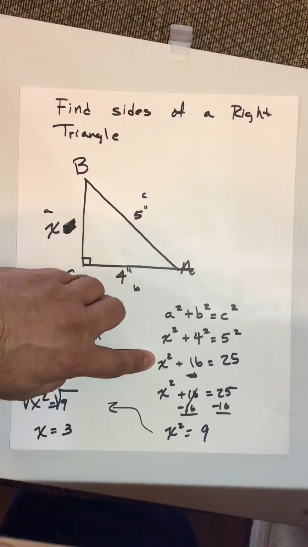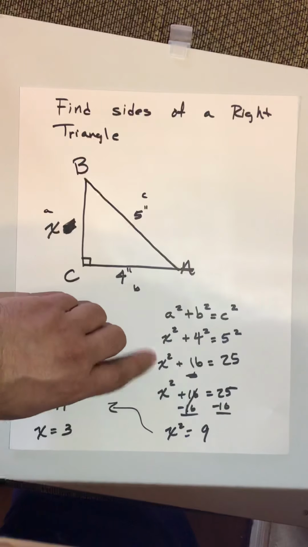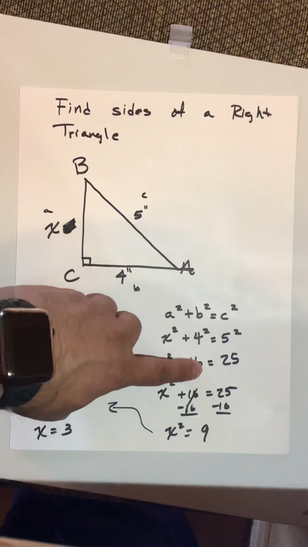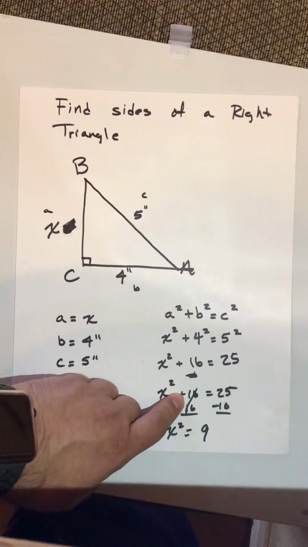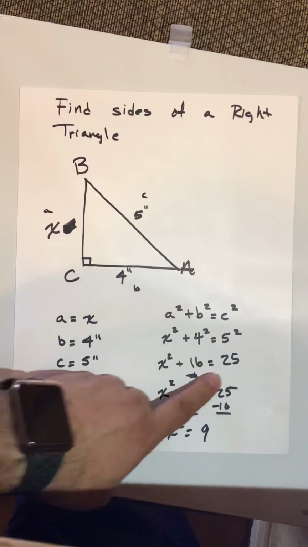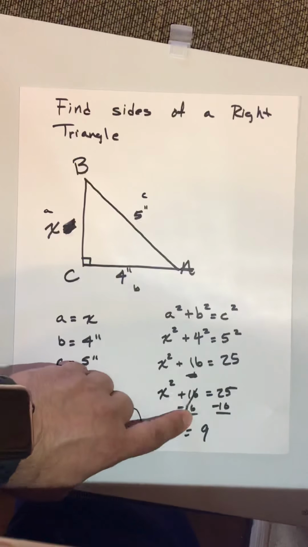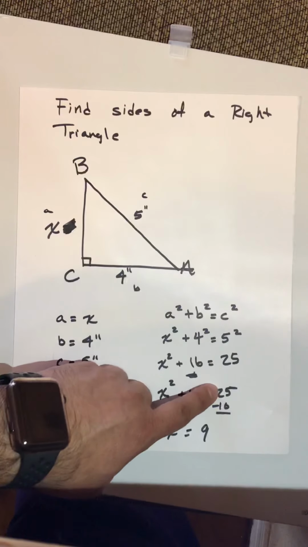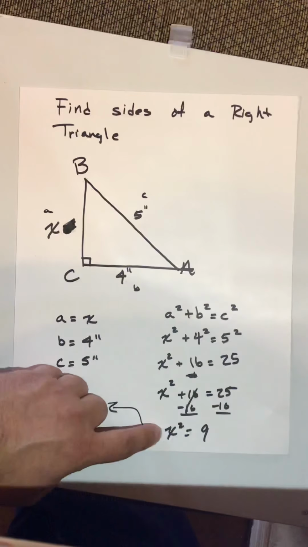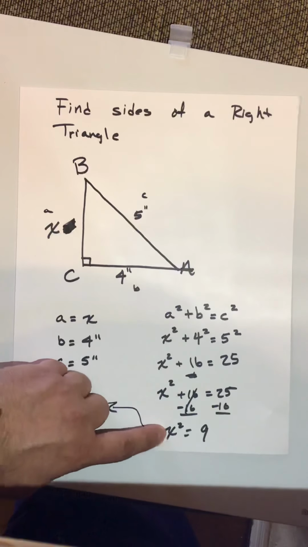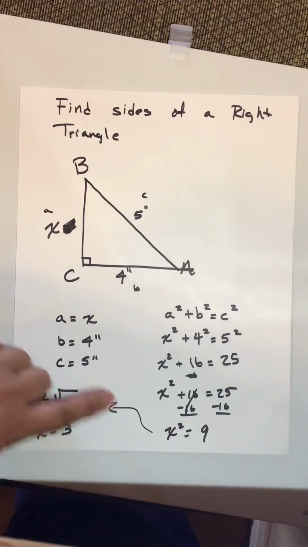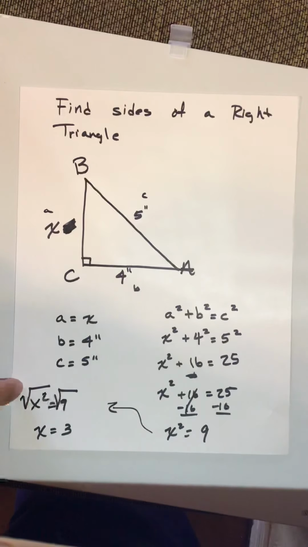And this is where the algebra comes in place. If I want to solve for x squared, I must move this number to the other side. So I'm just going to subtract both sides by 16. Minus 16, minus 16, right? These sides will cancel each other out. Of course, 25 minus 16 gives me 9. Now what I'm saying is, what number times itself can give me 9? Of course, I'm going to do the square roots on both sides. And x has to be 3. Of course, 3 times 3 gives me 9.